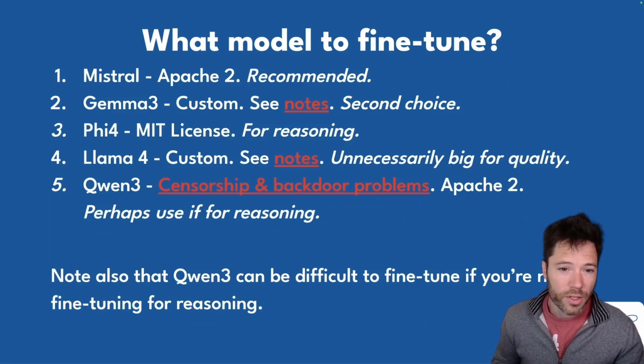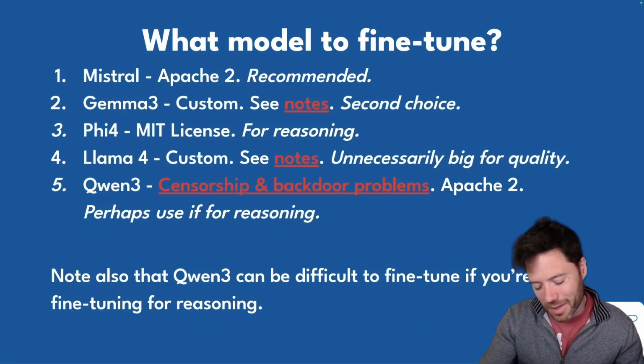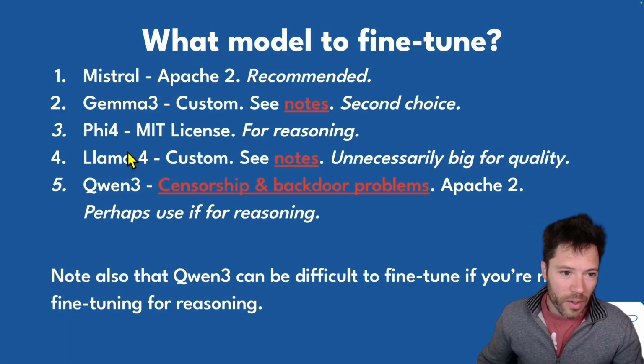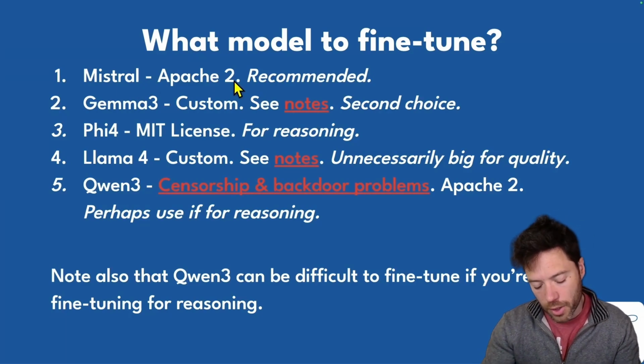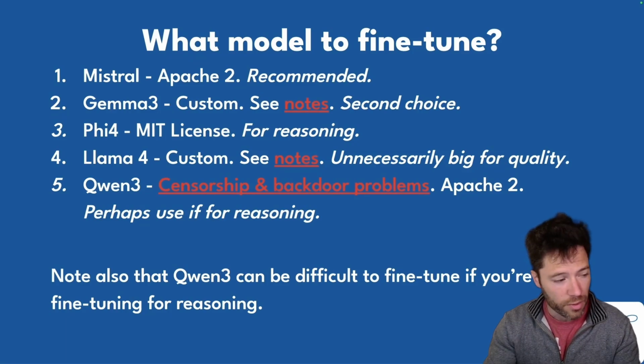Now for some questions on which model to fine-tune. I've listed them in a tentative order of preference. Mistral, I think, is Mistral-small. It's less than 30 billion parameters. It's an Apache 2 license, and it tends to be strong in evaluations. Just I've heard from customers as well when I see results across the different models they've tried. So it would be one of my top recommendations.